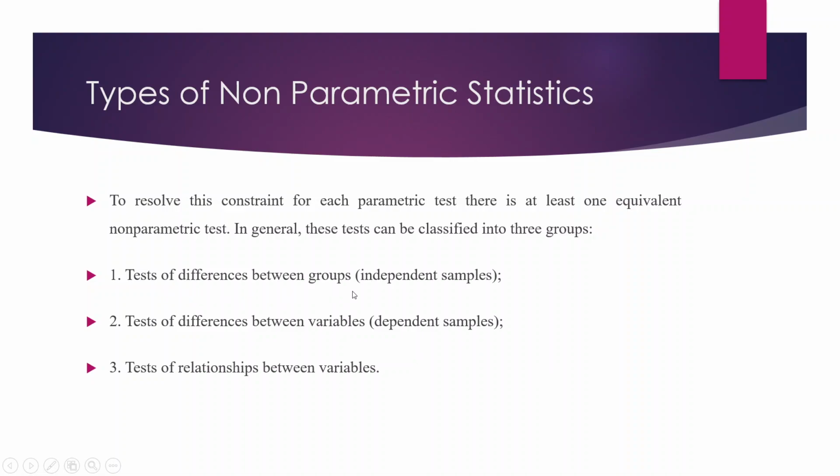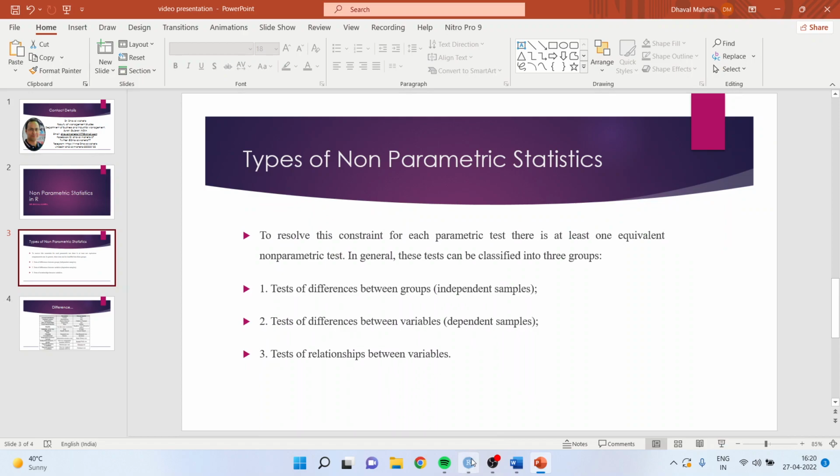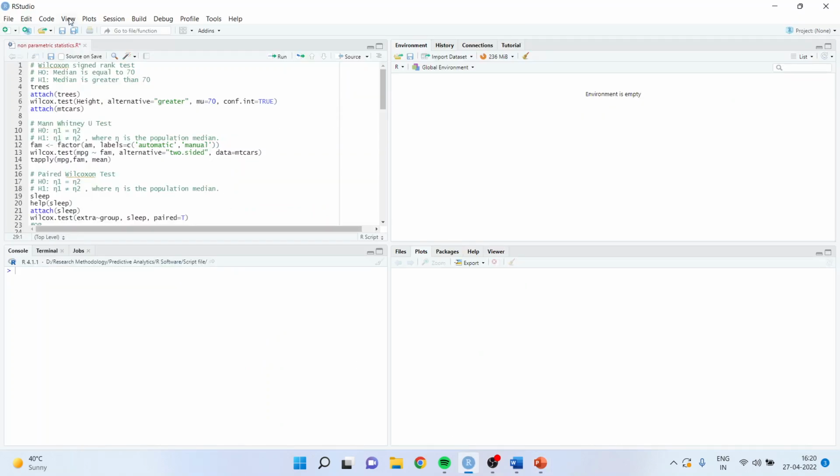Test of difference between groups, where we are considering independent samples. Test of difference between variables, which is a dependent paired sample, that is before and after. And test of relationship between the samples. Okay, let's go to the R script and try to understand.